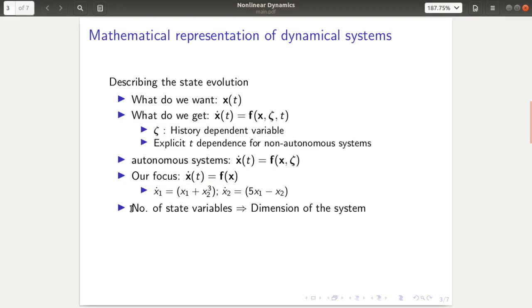Now in this example the number of state variables is 2, right? For some other example, depending on the system, the number of state variables is going to change. That number of state variables is also known as the dimension of the system. So this example has a dimension of 2, because it has 2 state variables.